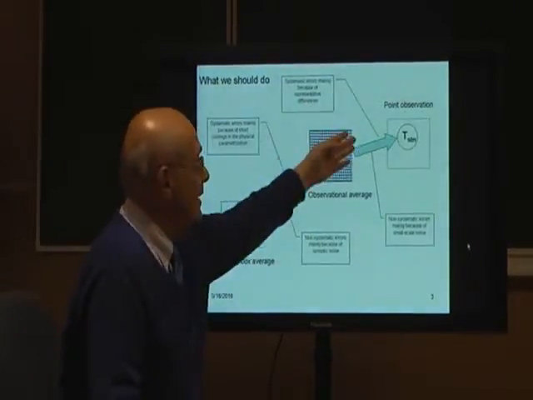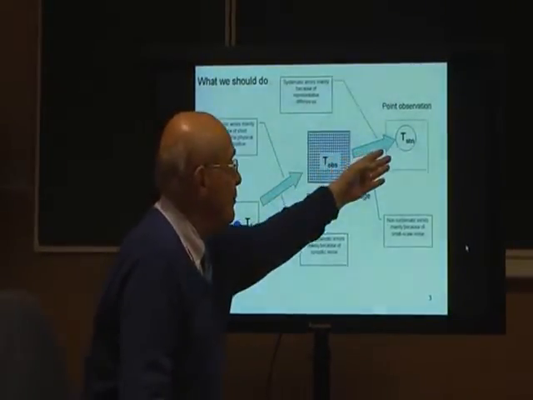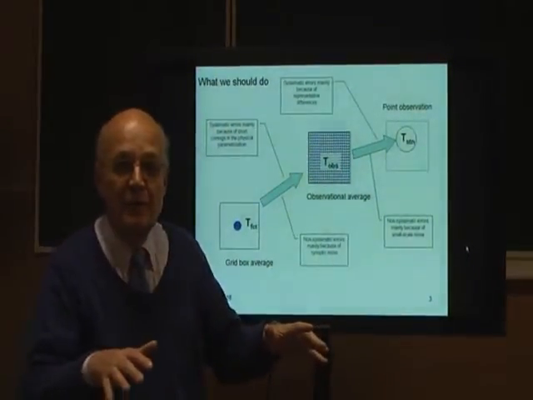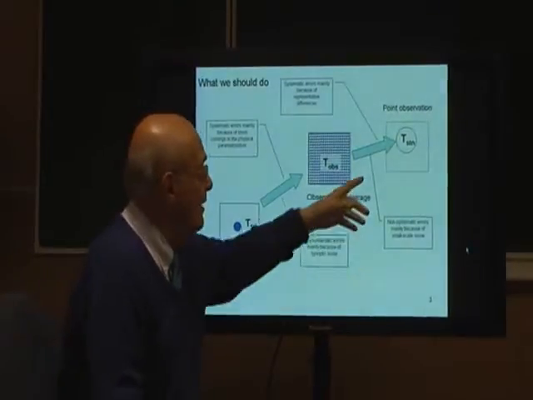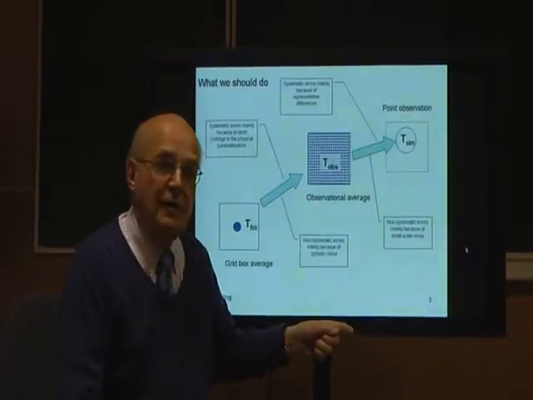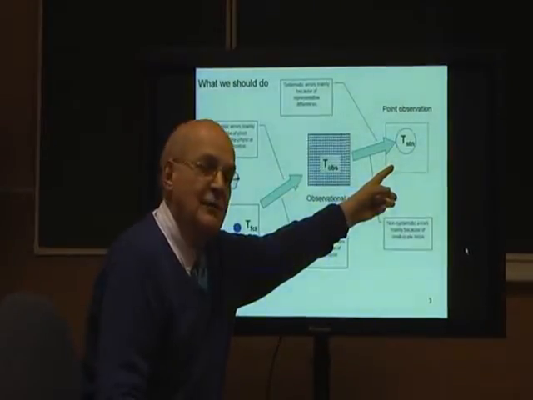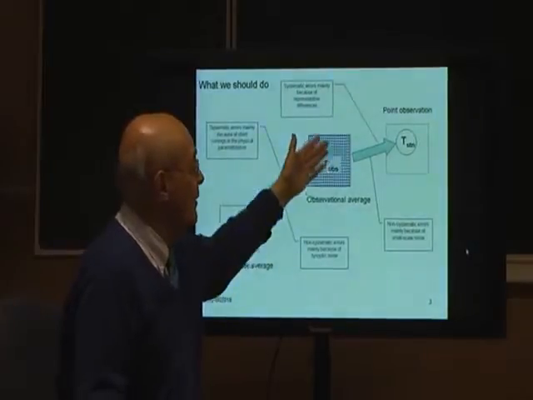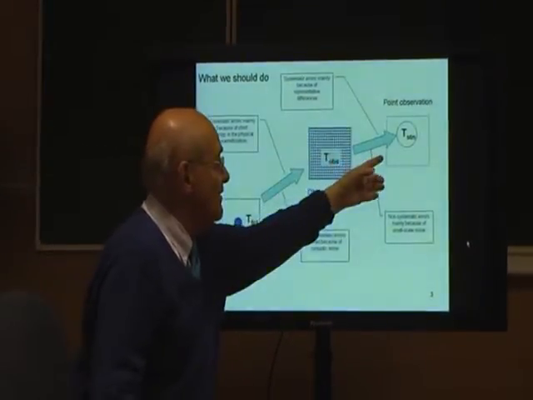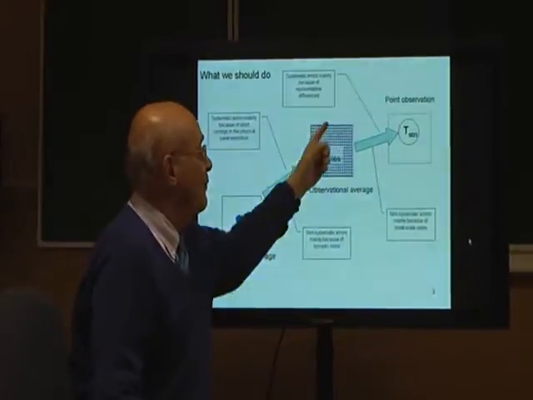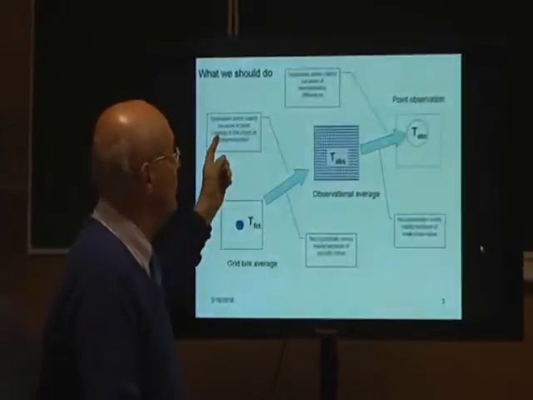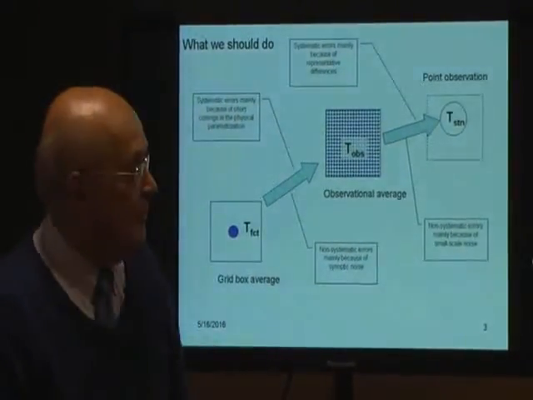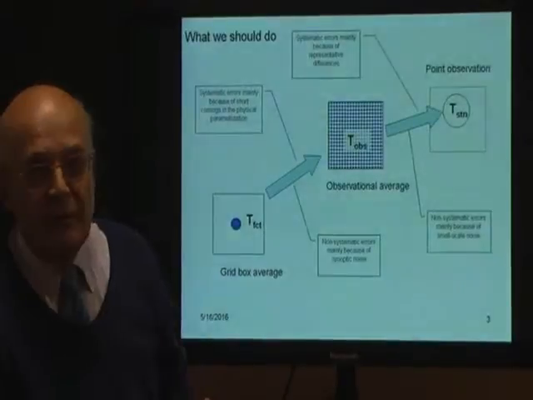There might also be systematic errors between these two, because this is an average over several stations, or at least imagined stations, and this is one particular station. The location of this station might be quite different from most of the stations here. So we have a problem of the representativeness of this station for this average. So these are two systematic differences we have to think about. But there are also non-systematic differences.